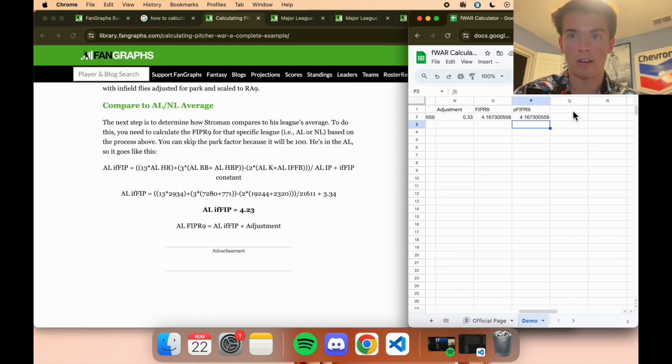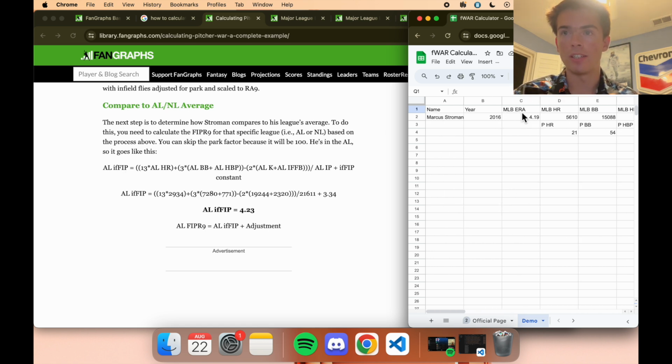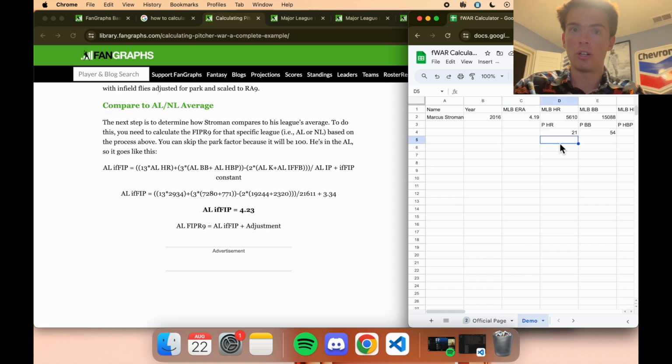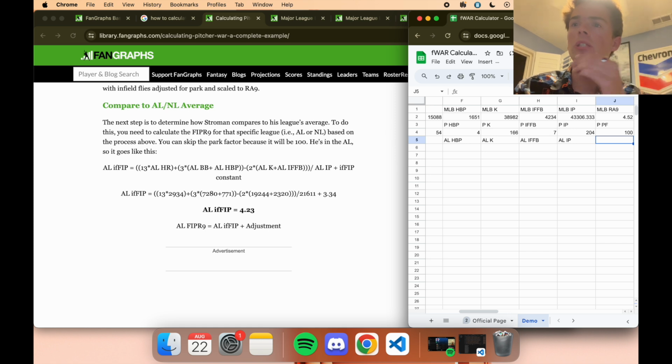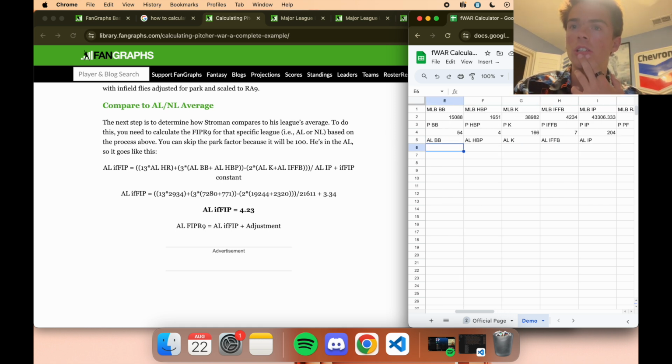So now this is where we're going to have to get our league stats. And again, it's very important not to get confused between league average and MLB average. That's why I'm denoting things with MLB, and then I'm going to be denoting things with league. In this case, it's going to be American League. So AL home runs, AL walks, AL hit by pitch, AL strikeouts, AL infield fly balls, AL innings pitched, and that should be it, I believe. So let's go find this stuff.